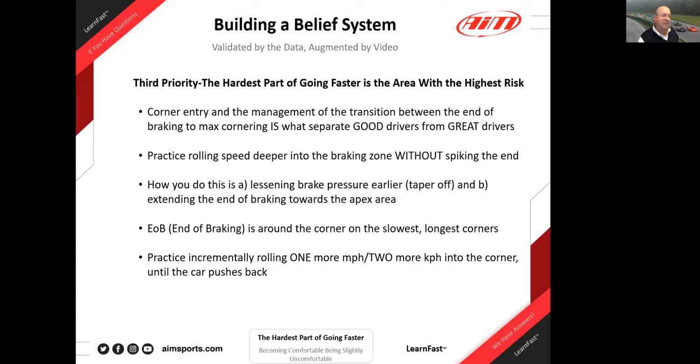Roger and I had a great time talking about this last night because we all know these places. Everybody on this webinar knows whereof I speak. The hardest part of going faster is in the area with the highest risk, and that is the corner entry, from the end of braking past the initiation of steering input and managing the transition between the end of longitudinal G slowing to max cornering, because that is what separates the good drivers from the great drivers.